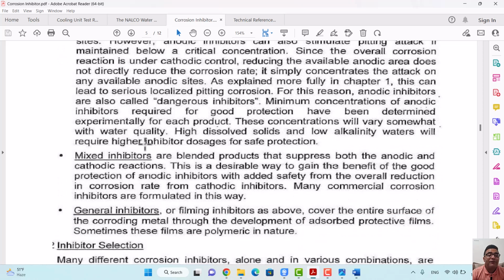And we have mixed inhibitors. Mixed inhibitors are a combination of different types of inhibitors, and we said that we use mixed inhibitors because they can cover all corrosions for different types of metals, and therefore they are more complete, and they can show better performance against corrosion. And we use mixed inhibitors for oil and gas industry cooling tower systems.